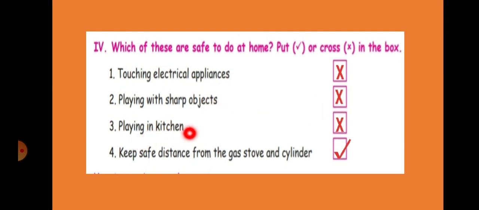Playing in the kitchen. Do we play in the kitchen? No, we should never play and we will never play in the kitchen, right? So it is cross, wrong. Keep safe distance from the gas stove and cylinder. Yes, we should keep safe distance, means we should be away from the gas stove and cylinder. Correct. So only one is correct, right?